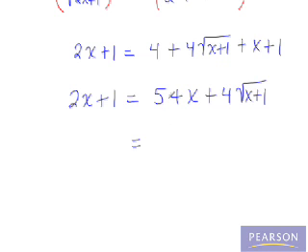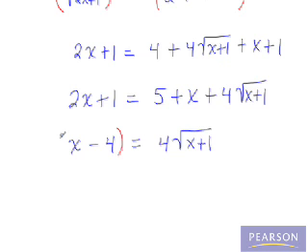Subtracting x from both sides, 2x minus x gives us x, and positive 1 minus 5 is a negative 4. So now we have that equal to 4 times the radical x plus 1. Now, you do have the option here of dividing both sides by 4. However, I would advise against that only because it's going to create fractions on the left-hand side. So let's just go ahead and square both sides of our equation the way that it sits right now. We'll square the whole left side again, and we'll square the whole right side again.